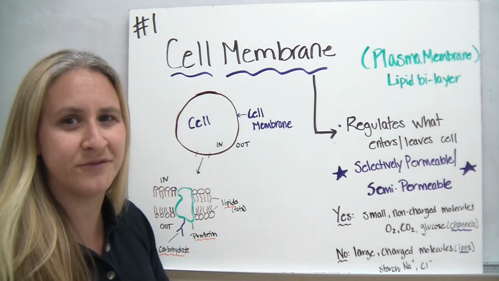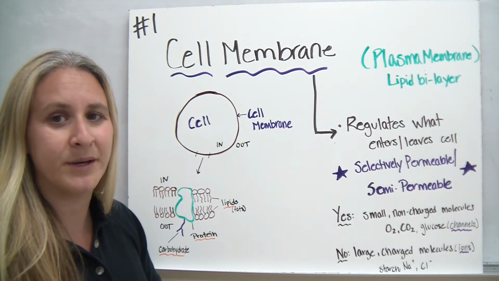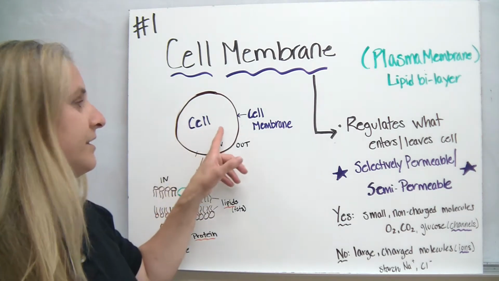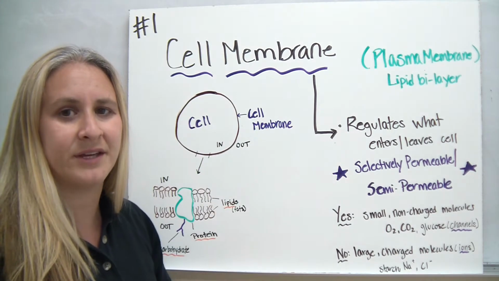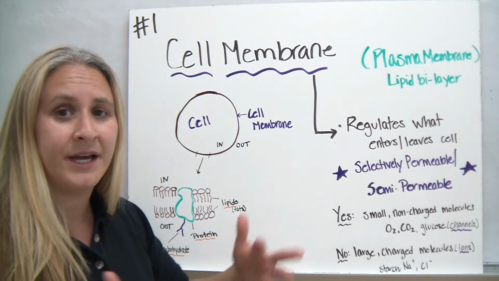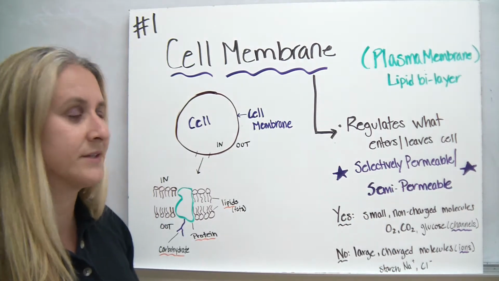The cell membrane has a couple of jobs. One of the jobs that the cell membrane has is to separate the inside of the cell from the outside environment. It helps to kind of contain everything inside, all of those organelles, and separate it from its surroundings.